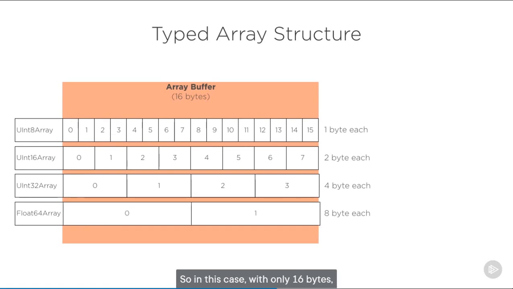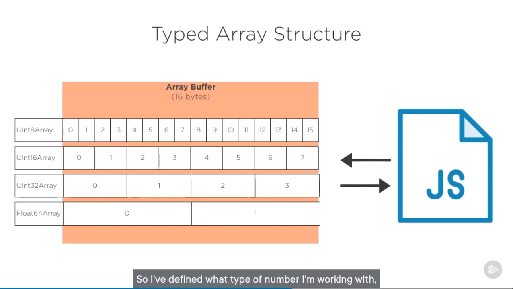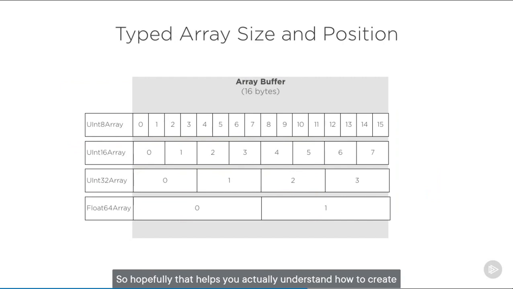So in this case, with only 16 bytes, I can only split that up into 2 different spots there. And then inside of my JavaScript, I actually communicate to these views. So I've defined what type of number I'm working with. I've also defined the spot that that number is going to be stored inside of my array. And then I do all of that inside of my JavaScript. So hopefully that helps you actually understand how to create the arrays and how to split up the arrays depending on the types of numbers that you're using.